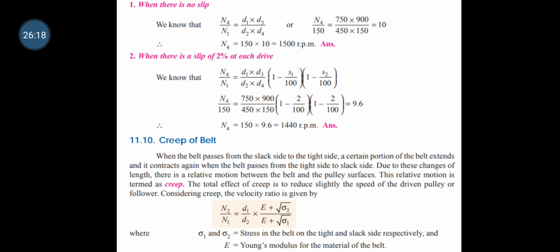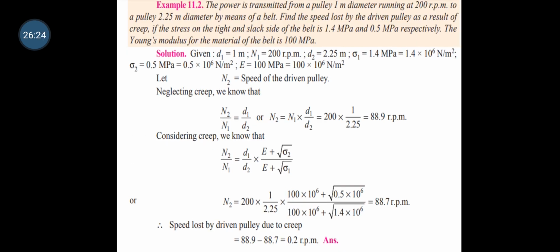Next, we are going to see the problem based on creep in the belt. The power is transmitted from a belt from a pulley 1 meter diameter running at 200 rpm to a pulley 2.25 meter diameter by means of a belt. Find the speed lost by the driven pulley as a result of creep, if the stress on the tight and the slack side of the belt is 1.4 megapascal and 0.5 megapascal respectively, and the Young's modulus of the material of the belt is 100 megapascal.